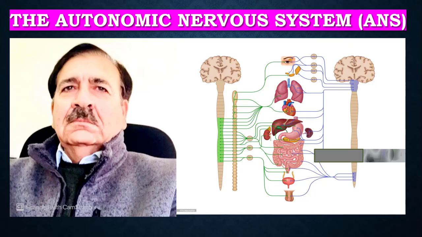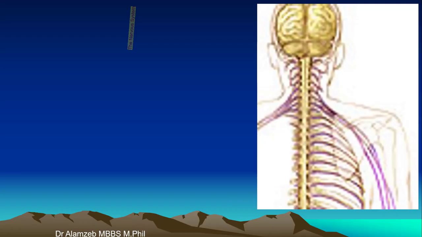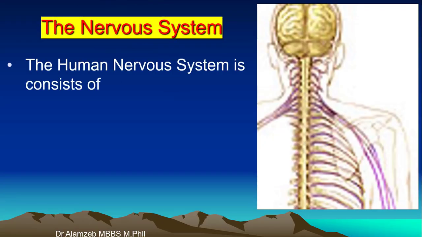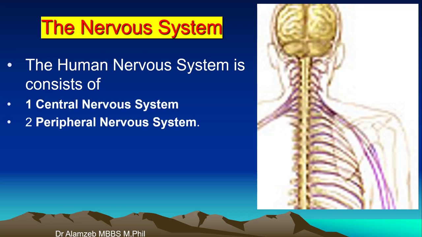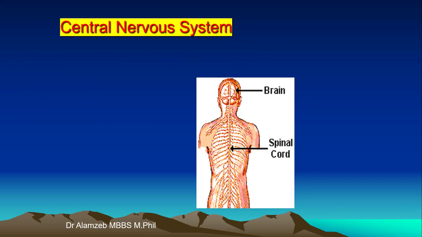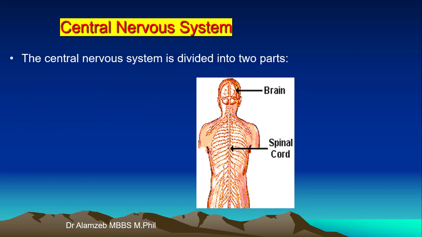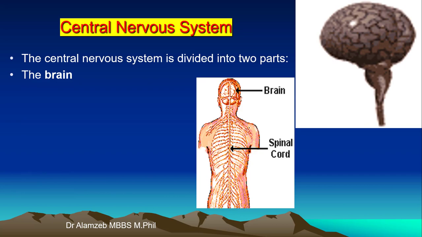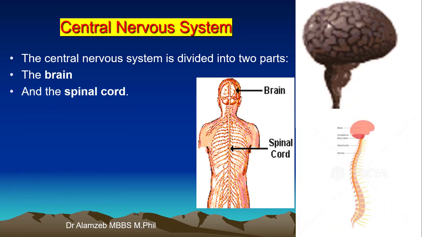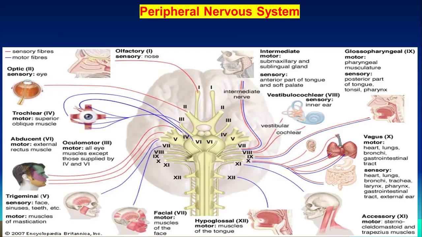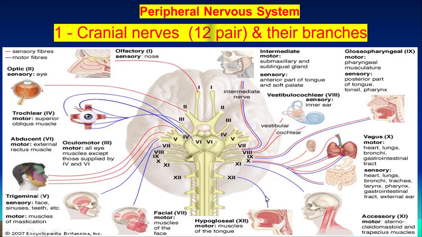The nervous system. The human nervous system consists of the central nervous system and the peripheral nervous system. The central nervous system is divided into two parts, the brain and the spinal cord. The peripheral nervous system consists of cranial nerves, which are 12 pairs in number, and their branches.